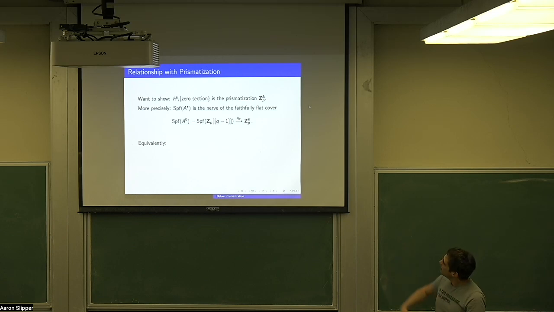And therefore, we have two different simplicial formal schemes. One of them is presenting the stack H minus its zero section. The other one is presenting the stack Z_p prism. Oh, so what do we have to do in order to prove what I'm claiming?